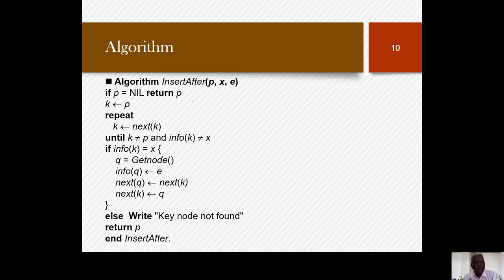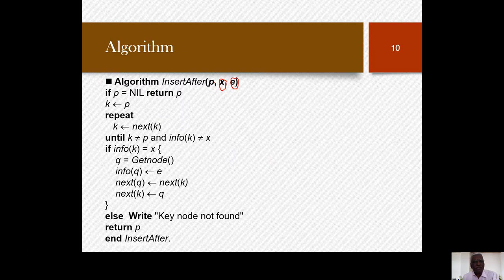Sometimes some people design this algorithm in such a way that, assuming p is null, that means you're trying to search for a key so that we could add or insert in the middle. Like in this case, x is the key, and e is the element to be inserted after this x. It so happens that x may not be there, number one. Number two is that the list itself may be null or empty.